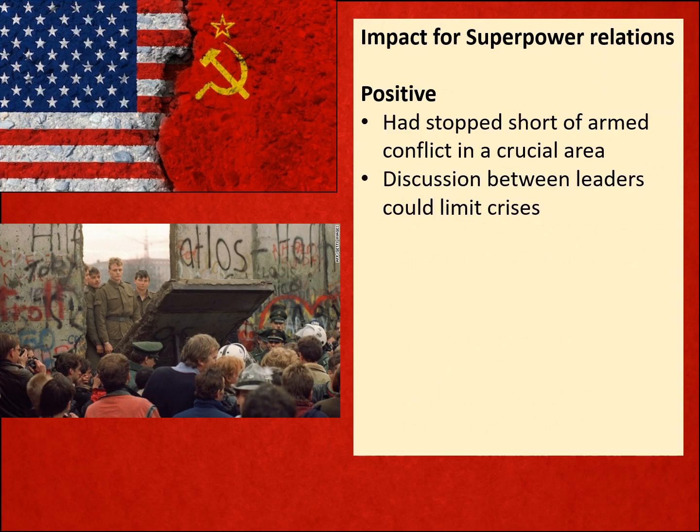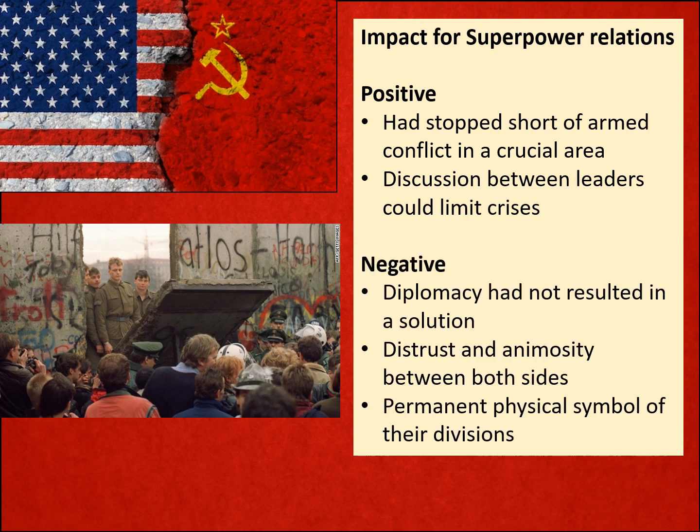So overall, for both sides, there are positives and negatives of superpower relations. They had stopped short of armed conflict in the hottest of areas of the Cold War. This is a crucial area for both sides, but they hadn't gone to war. And it also showed that discussion between leaders, despite not being able to come up with solutions, could limit crises. But on the downside, diplomacy hadn't managed to find solutions. There was distrust and animosity between both sides over Berlin. And the Berlin Wall was a permanent physical symbol of the divisions between the capitalist and the communist world.